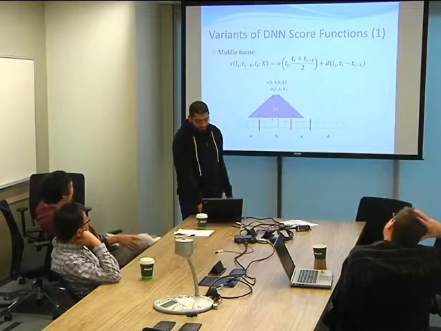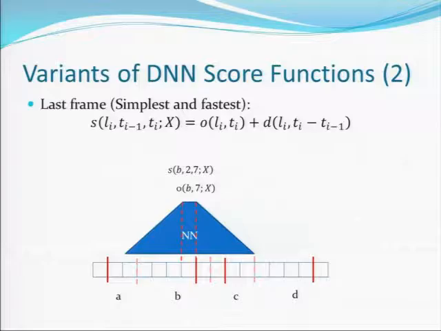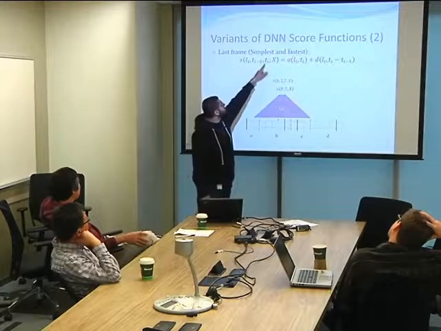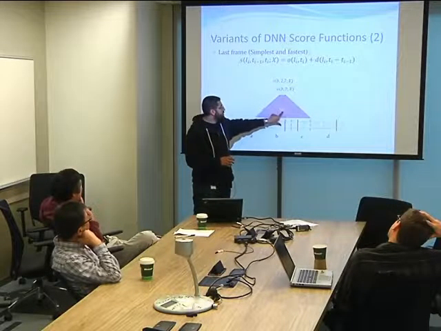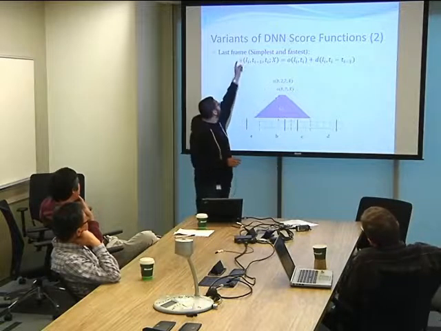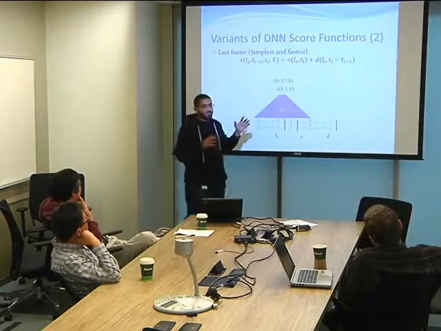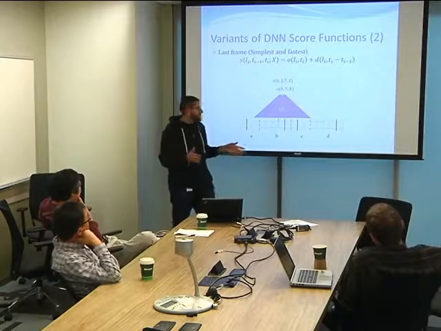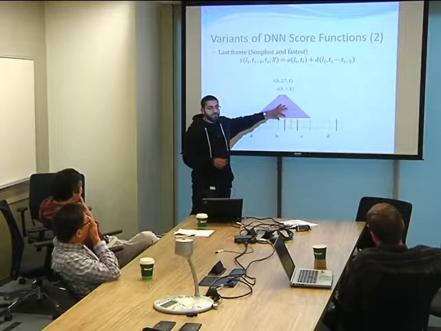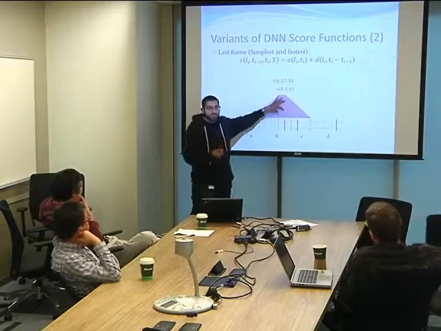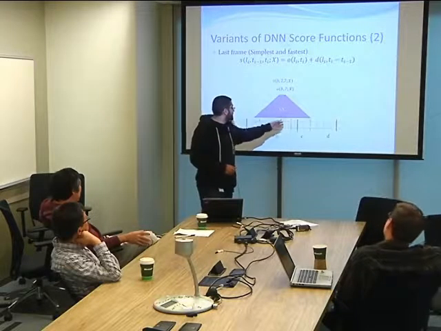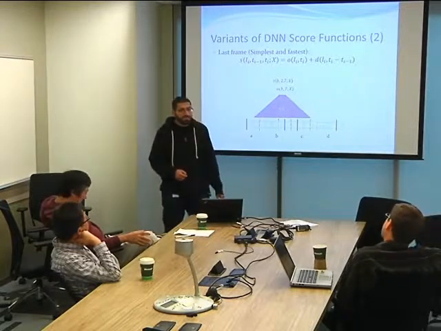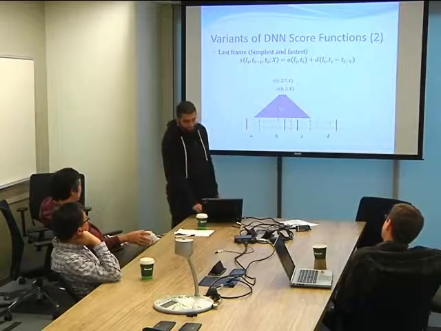This is the middle frame, and I can assume that Ti is the position of the score. So Ti minus 1 and Ti are not the real segment positions. They are just the times at which I pick the best score for that segment. So this model is actually more flexible, and it is also simpler and faster to implement.